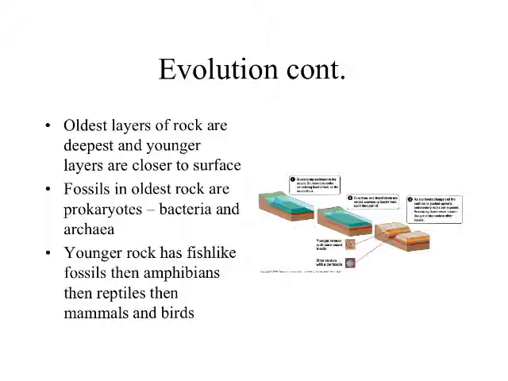When we look at the layers of rock, we see that the oldest layers of rock are the deepest, and they are usually going to have the earliest, most simple kinds of organisms like prokaryotes, bacteria, and archaea. And as you go up and up to younger rocks, you'll get fish-like fossils and amphibians and reptiles and mammals and birds as you keep going further and further nearer the surface. So because of this pattern, scientists have figured that perhaps there's this evolutionary line where we started out with one kind of species and it evolved to make all kinds of other species.